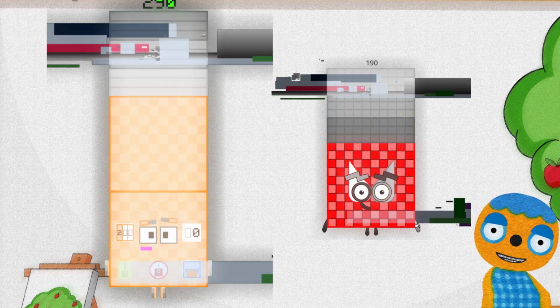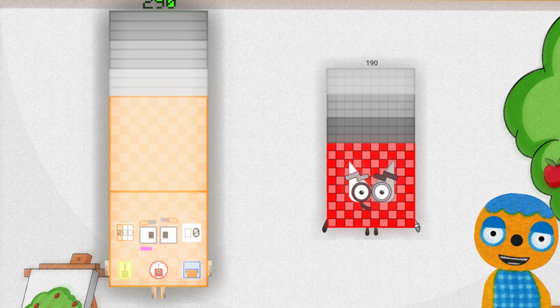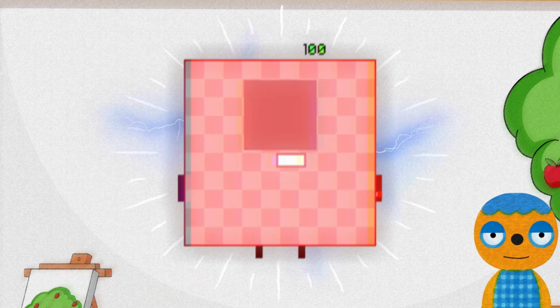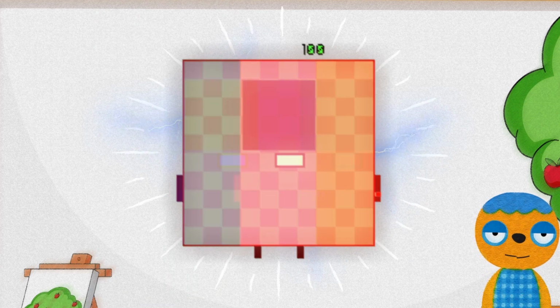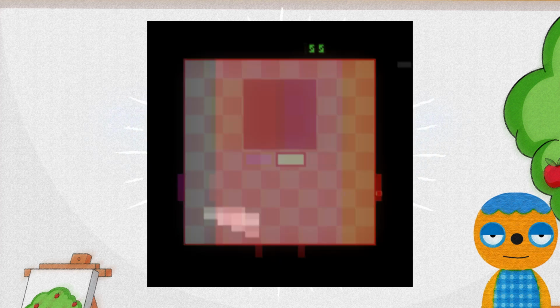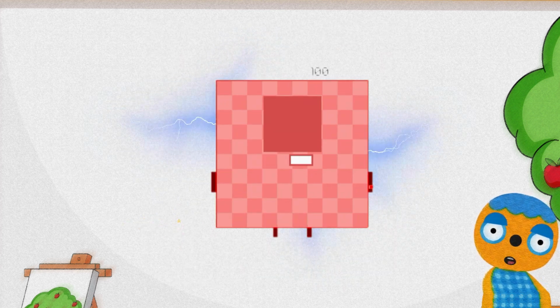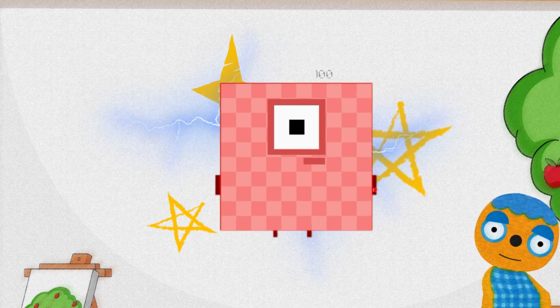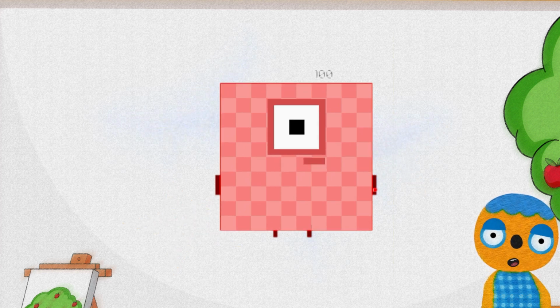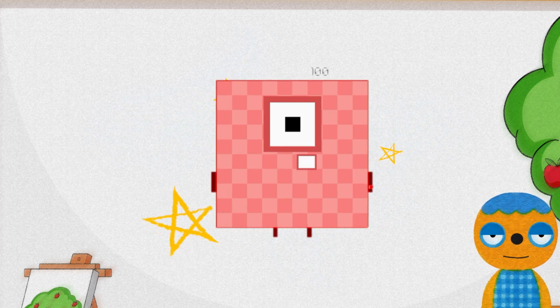From 290, take away 190. Who do we get to meet? 100. 290 steps back 190 blocks, and 100 arrives proudly.